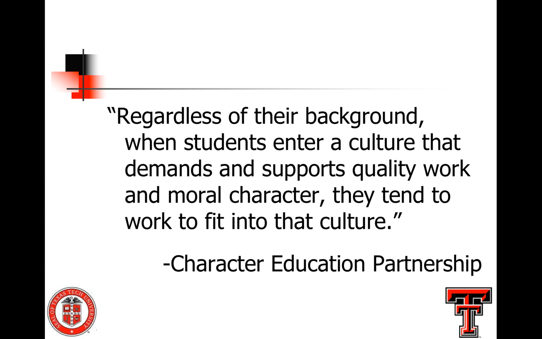Regardless of the background, when students enter a culture that demands and supports quality work and moral character, they tend to work to fit into that culture. That's a quote from the Character Education Partnership, and it's something that I do believe. And it really goes back to what I was saying about setting high expectations. When you demand and support quality work and moral character, students will rise to that level of expectation.